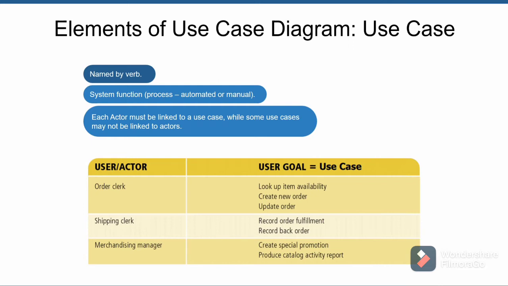The user is the actor and the user goal is the use case. So first example, our actor is the order clerk and its user goal is to look up item availability, create new order, and update order. Next is the shipping clerk. The shipping clerk records order fulfillment and records back order. Next is the merchandising manager. The merchandising manager creates special promotion and produces catalog activity report.